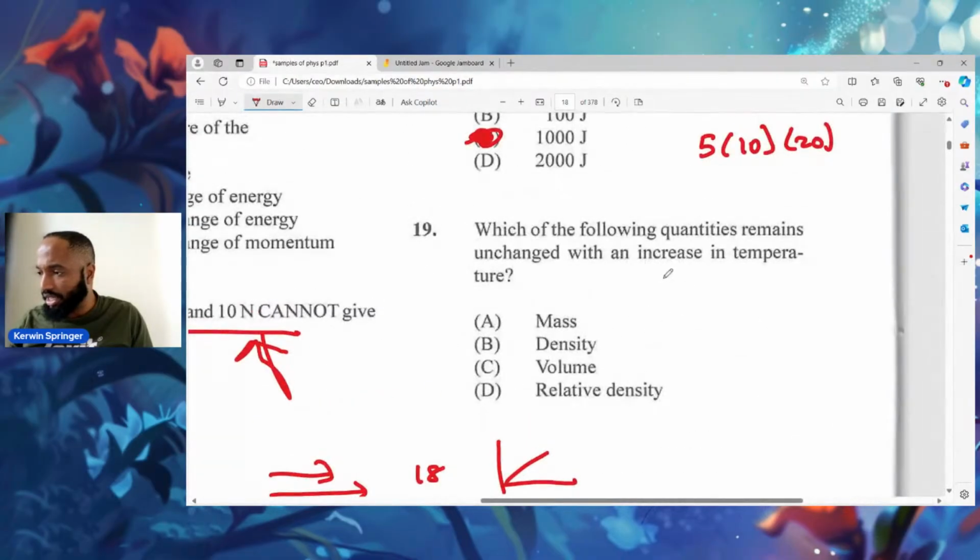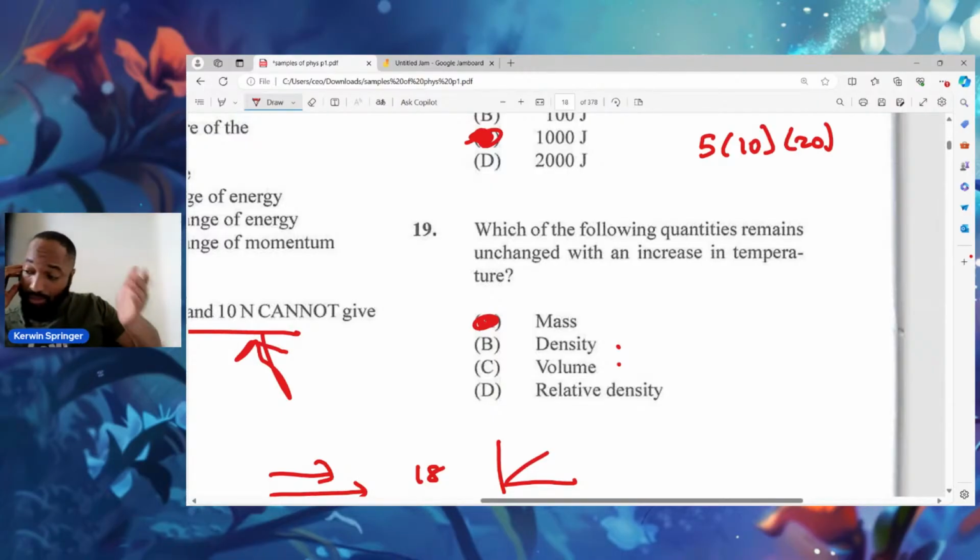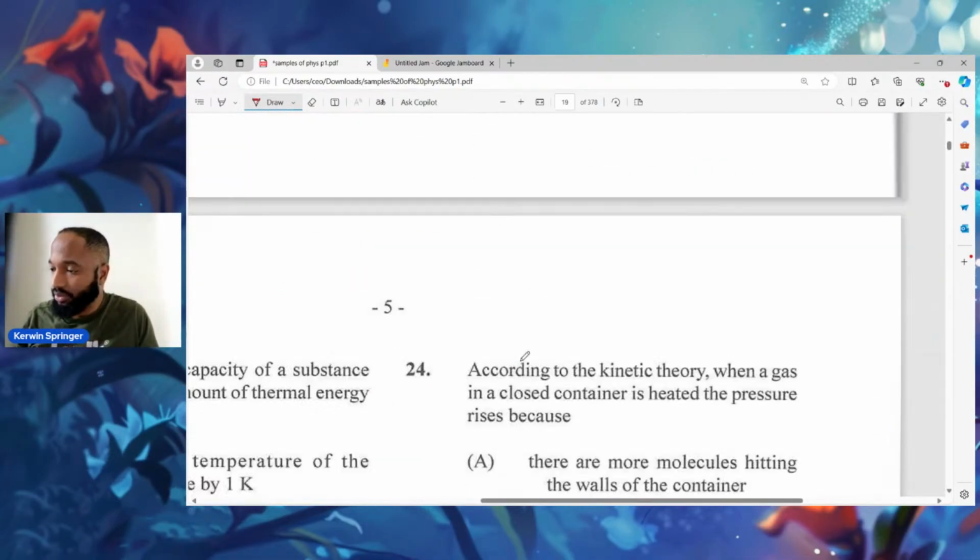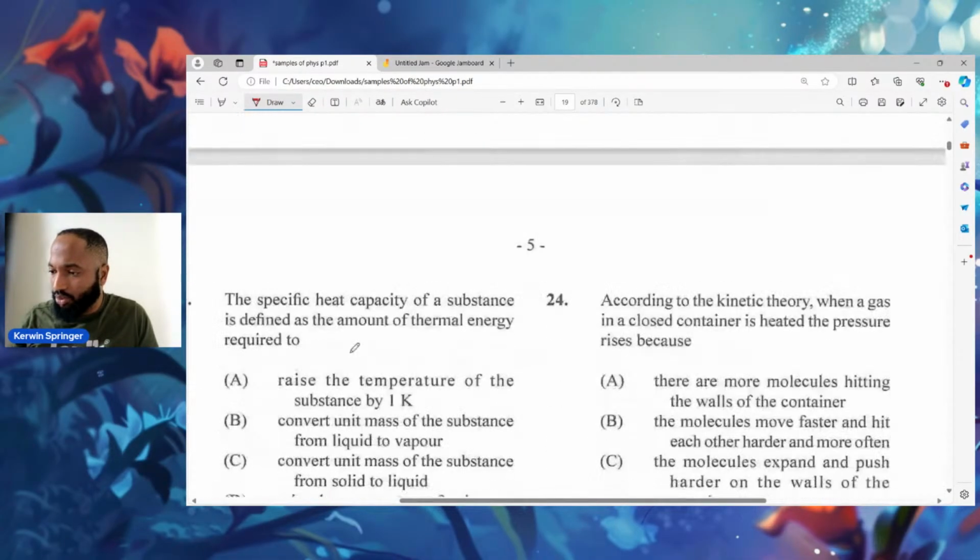Which of the following quantities remain unchanged with an increase in temperature? Mass. Volume would change, hence density would change. Relative density is that density compared to another density. That gets changed too. The mass would not change.